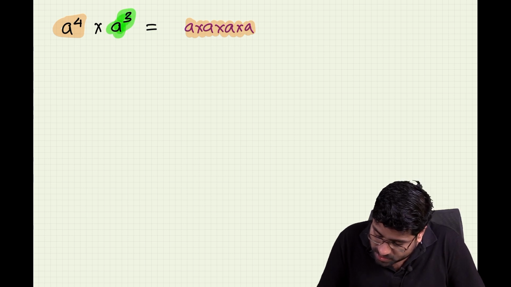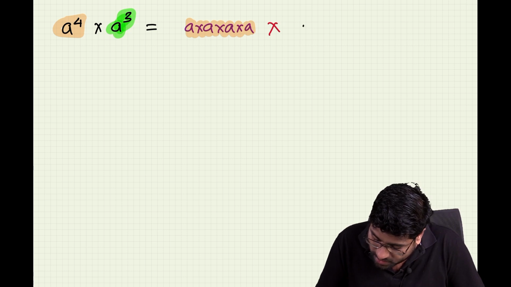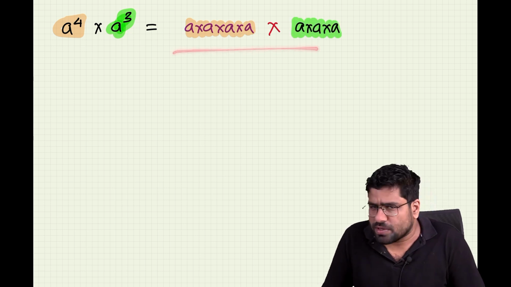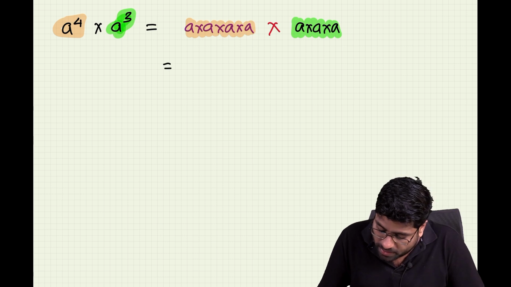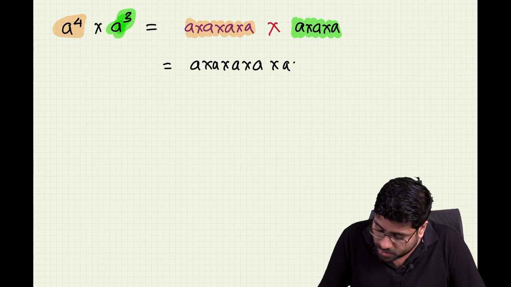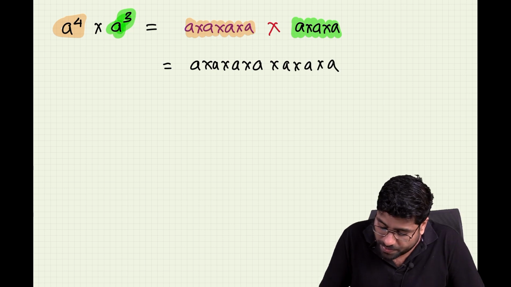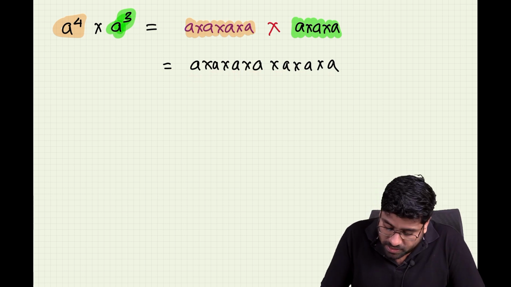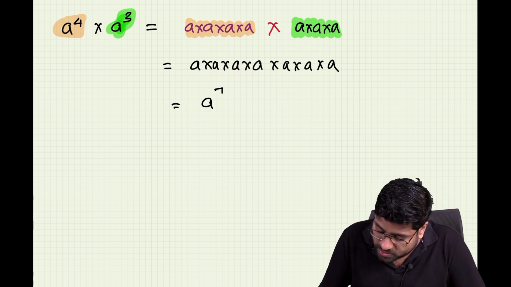A raised to 3 is going to be written as a into A into A. Now that is standing for a raised to 3. Now when you combine both of them together, you will end up getting a into A into A into A into A into A into A. How many times? 1, 2, 3, 4, 5, 6 and 7. So that means I am going to write it as a raised to 7.